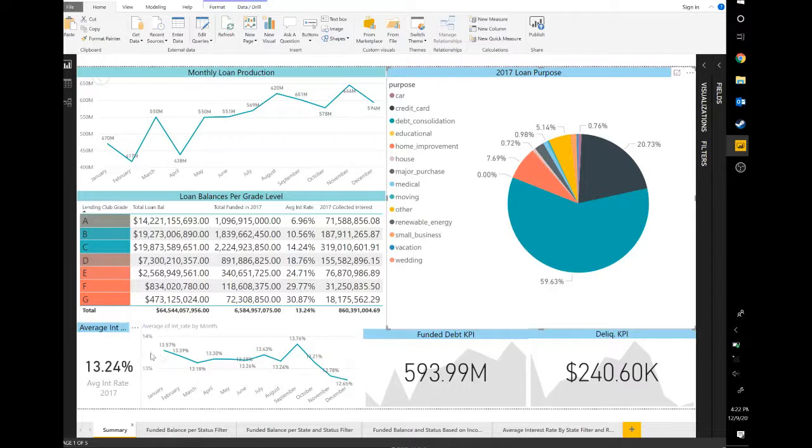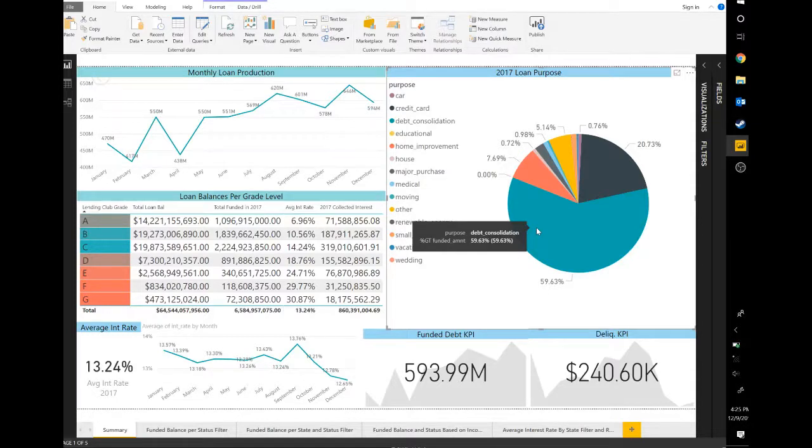These two sections indicate average interest rate of all the loans originated in 2017. This right here shows average interest rate per month. This section indicates the purpose of the loans. For example, out of $6.5 billion of new loans, we can see that 59% was dedicated to debt consolidation.